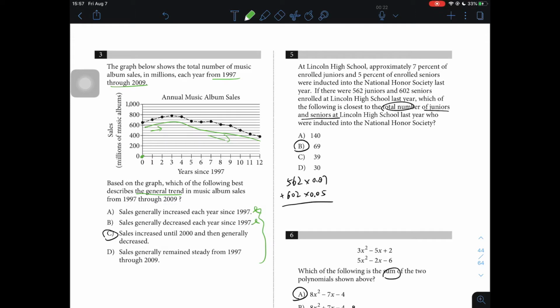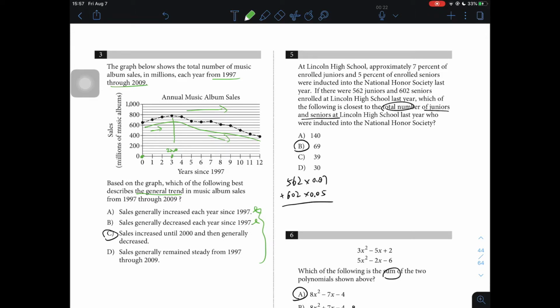And for C, increase in the 2000, generally decreased. So 1997 plus 3 is 2000. Here is the year, and you can see that it was at its peak. So yeah, it sounds right. And D, just remain steady? Not really. It's some bad album probably. So the answer is C.